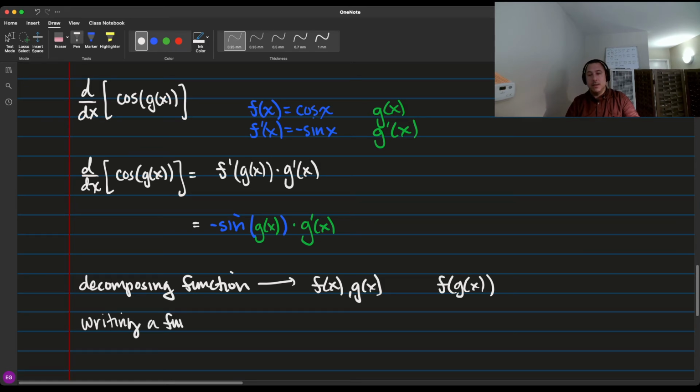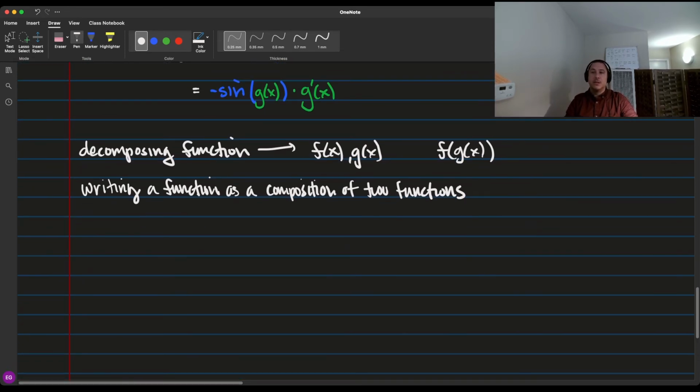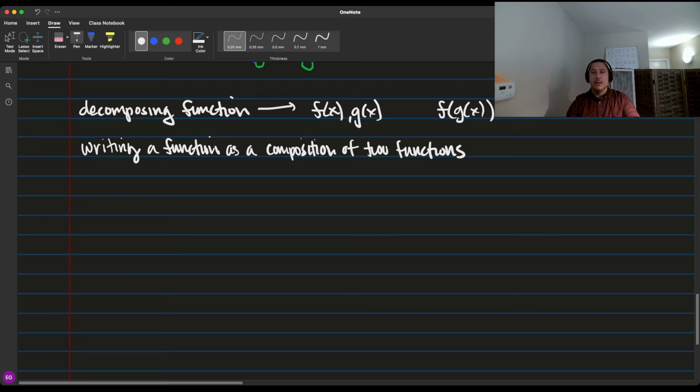Writing a function as a composition of two functions. And just to tell you what's hard about it is that you need to understand the order of operations to do it well. Let me give you an example. Let's say that you're looking at the cosine to the 7th power of 3x minus 1. There's actually three different functions here. What is the last thing that you do?